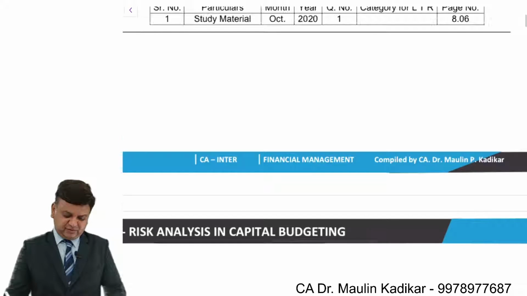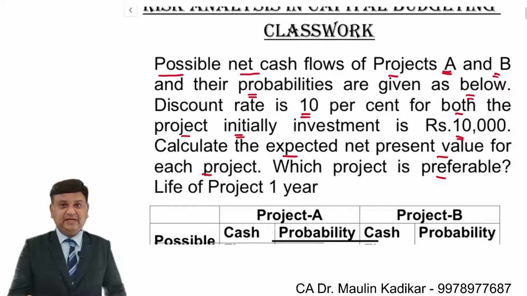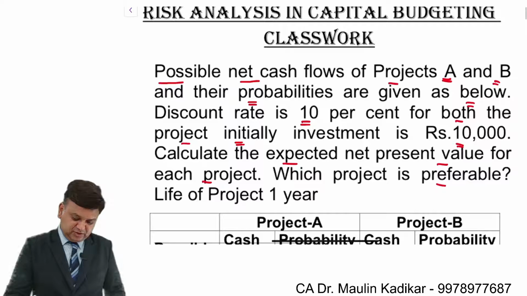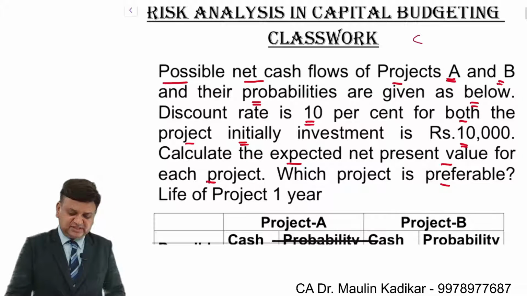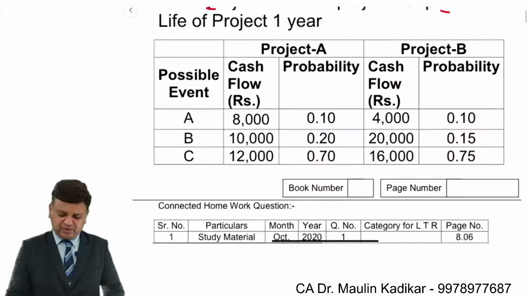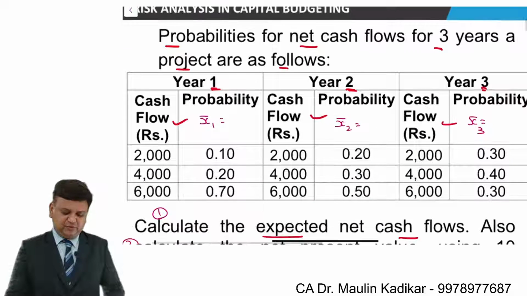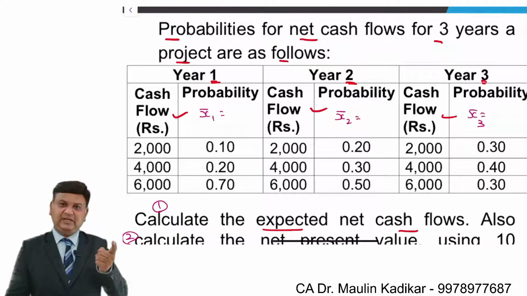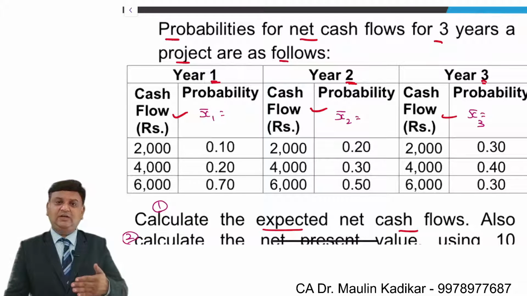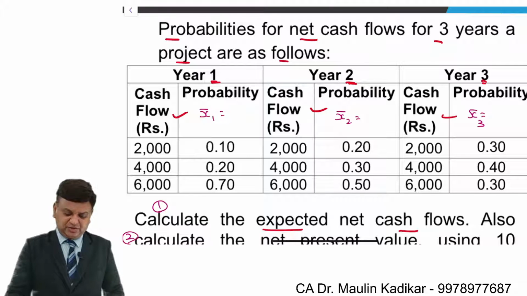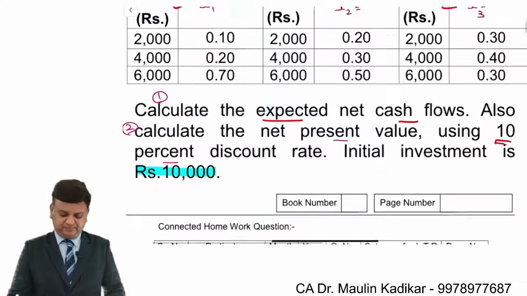Very simple question, I would say. In fact, the entire chapter is very simple. So I would say it is a C category question, not so important from examination point of view. Instead of 1 year, it is 3 years. We have done the same thing. Future cash flows discounted in present value term for NPV calculation. Again, very simple question.